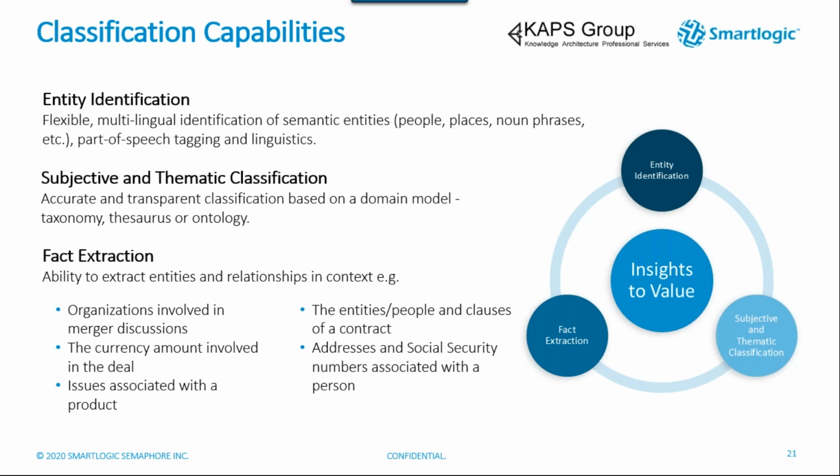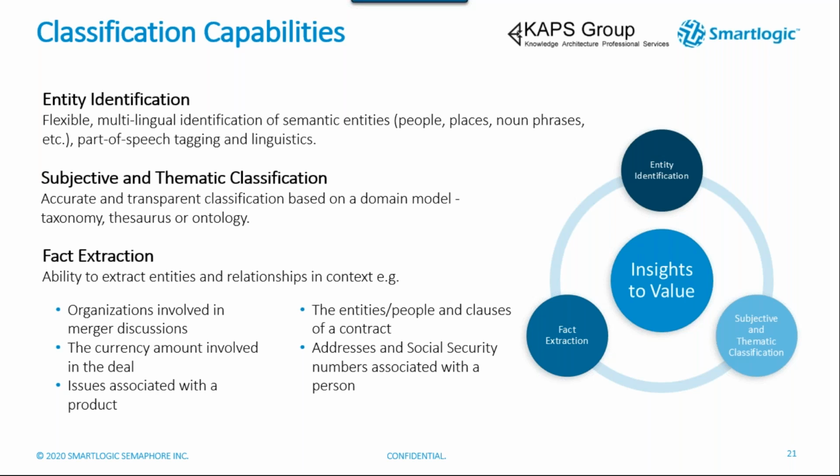The next type of classification is subjective and thematic classification, and this is really what's being used by Tom in the POCs that he puts together. This is the aboutness classification. What is content about? This is the tagging of content with concepts from a semantic model. So it's a model-based subjective and thematic classification.